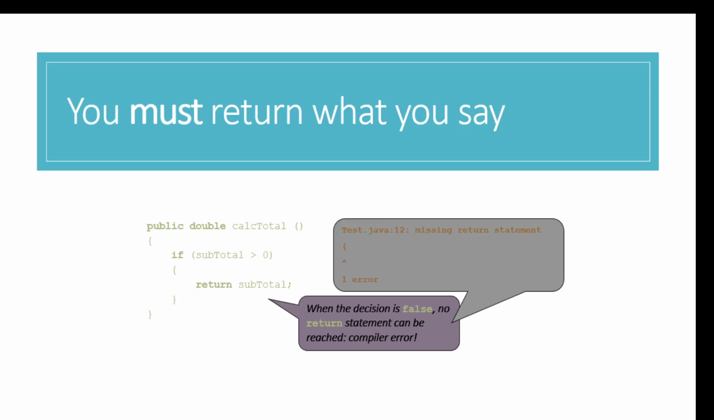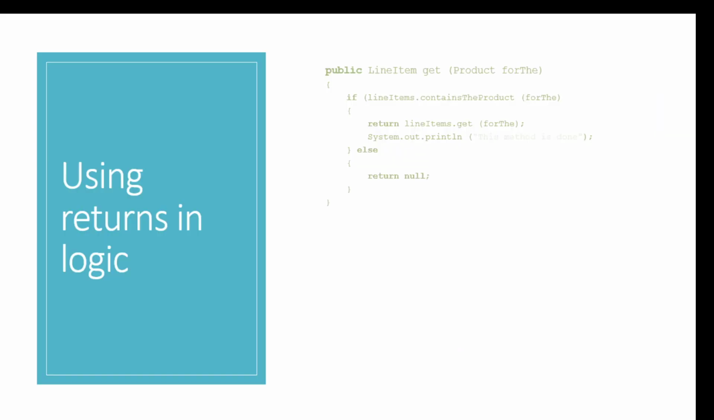So you can see in this code, since I have an if statement, if the subtotal is greater than 0, I will return the subtotal. If it's not, what do I return? Well, probably I'd return 0 or something like that, but Java will tell me you must add a return statement somewhere. Every single path through the code must result in a return if it's there.